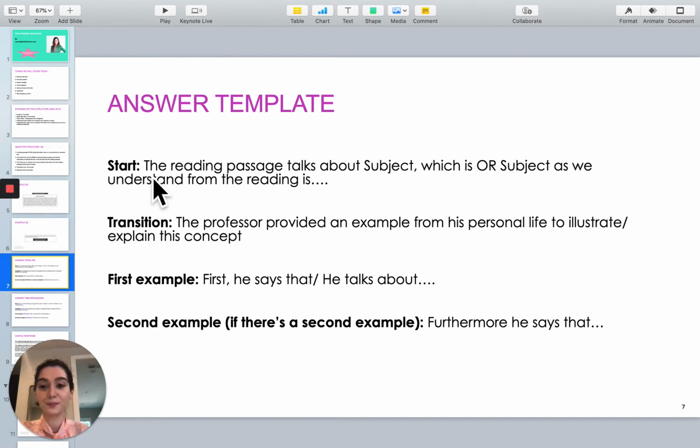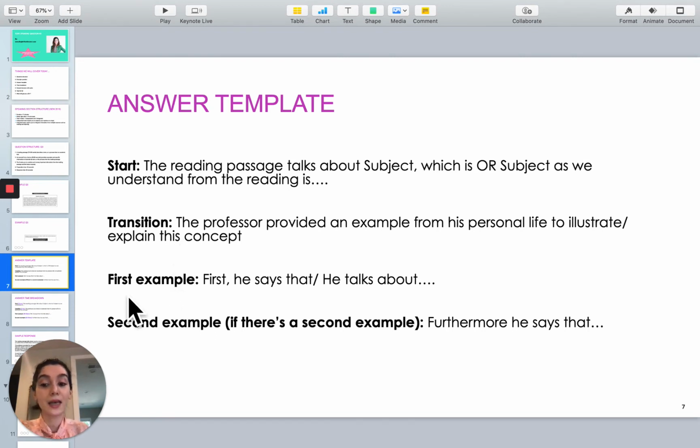Then you're going to transition by saying something like, "The professor provided an example from his personal life to explain this concept." Or you can say, "The professor gives an example from his personal life to illustrate this concept." You can use your own sentences, but these are good sentences to inspire you. You don't have to say "provided" because I wrote it here. Just say "gives," and it's totally fine. But you can use this sentence to transition into your example.